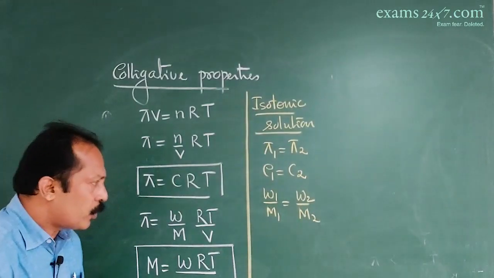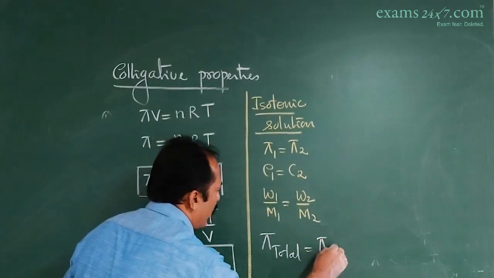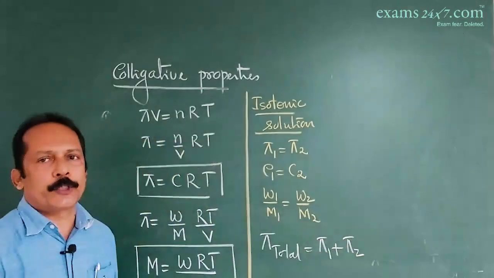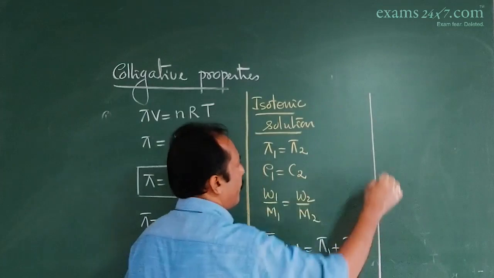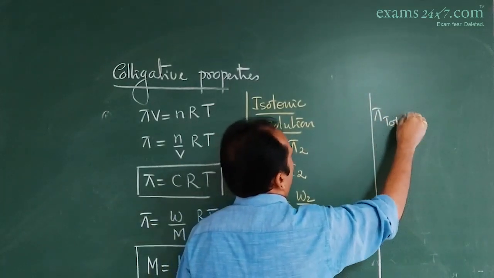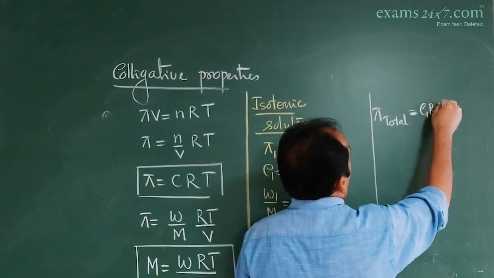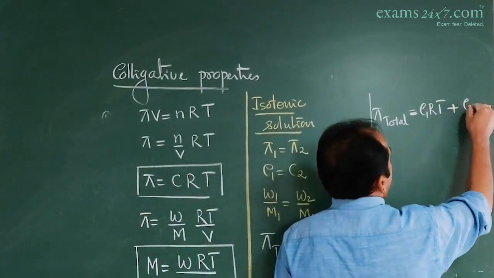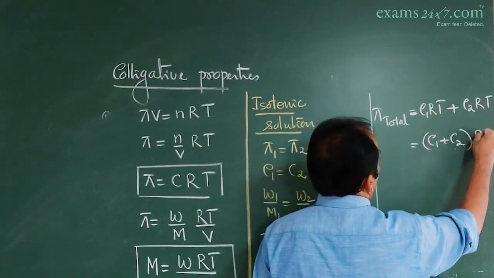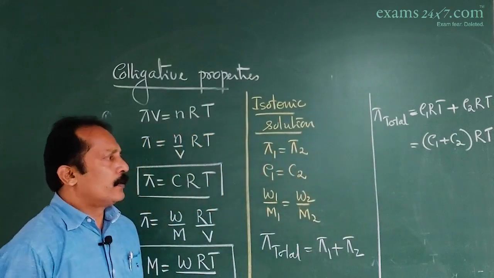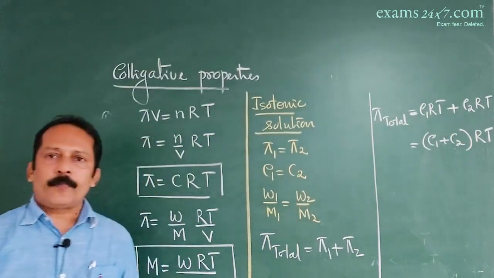Now, for isotonic solution, total osmotic pressure is the sum of the osmotic pressures of the two different solutions. Or we can write like this: total osmotic pressure, pi 1 is nothing but C1 into RT, pi 2 is nothing but C2 into RT. So this is C1 plus C2 into RT. This is applicable only for isotonic solutions.